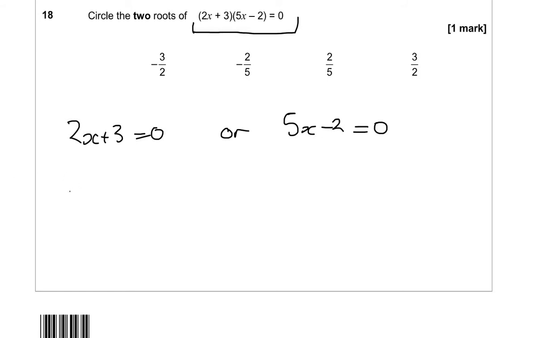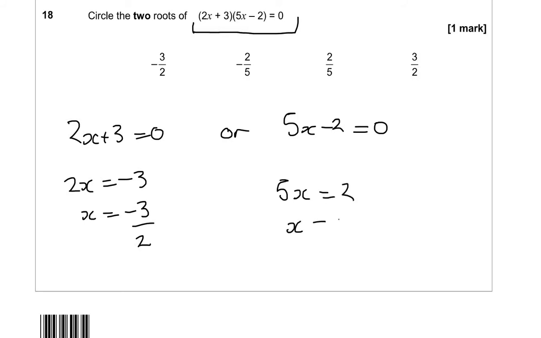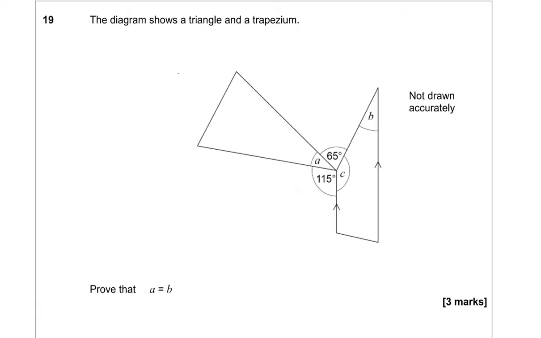Right, so this tells us that 2x equals minus 3, and so x equals minus 3 over 2. Second one, this tells us that 5x equals 2, and so x equals 2/5. So hopefully the 2 roots are going to be there. There's minus 3 over 2 and 2/5. Great.